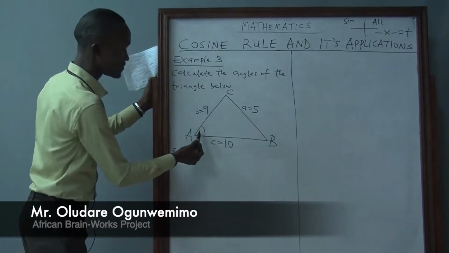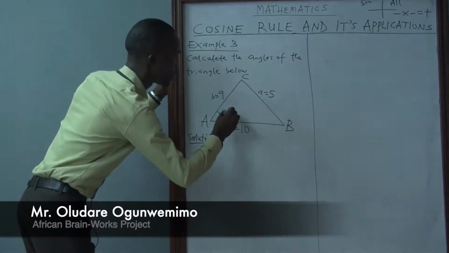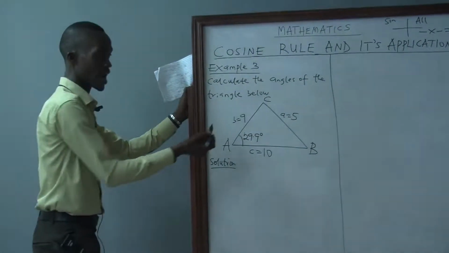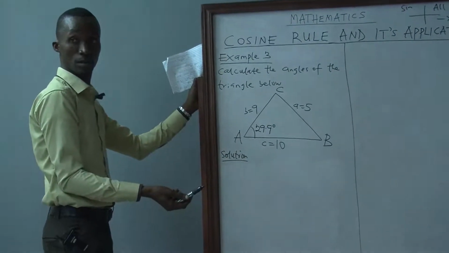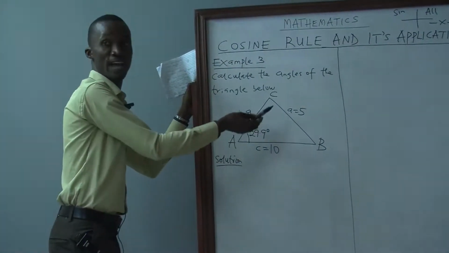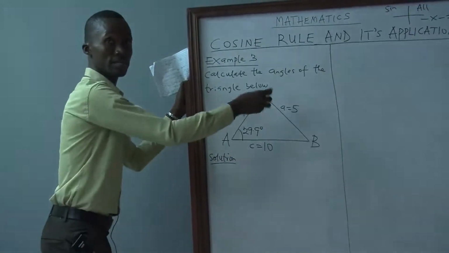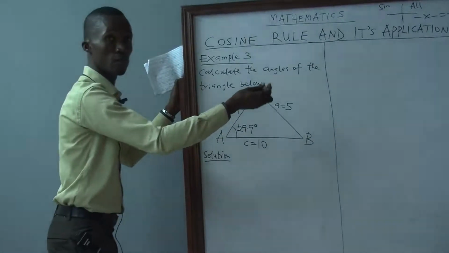We have obtained the value of angle A as 29.9 degrees. So we put that here. Now, the next thing to do, we can decide to find angle C first, or we can decide to find angle B. But now, I want to find B. After using this cosine rule to find B, then I will use the sum of angles in a triangle to figure out the value of C.